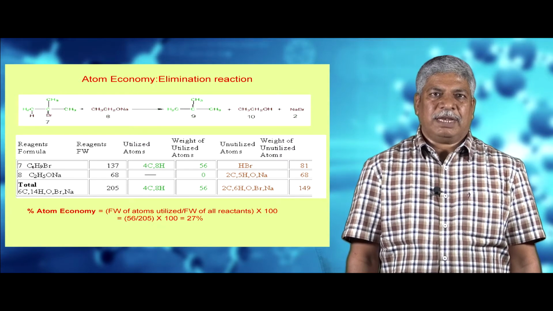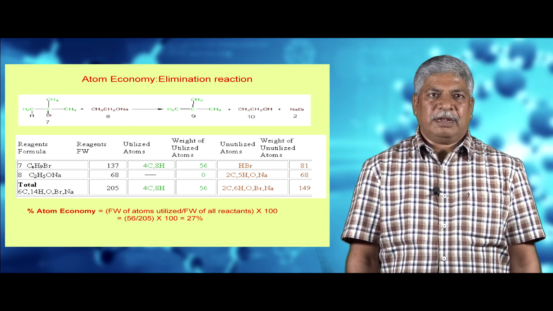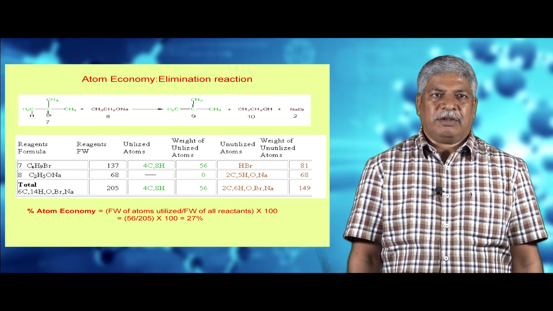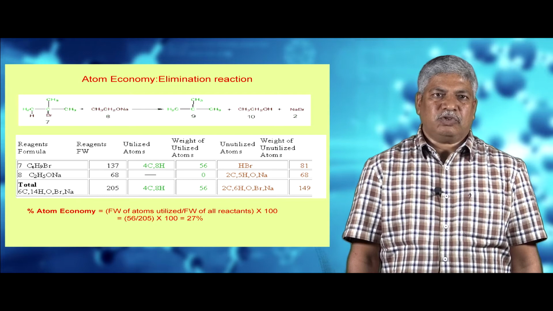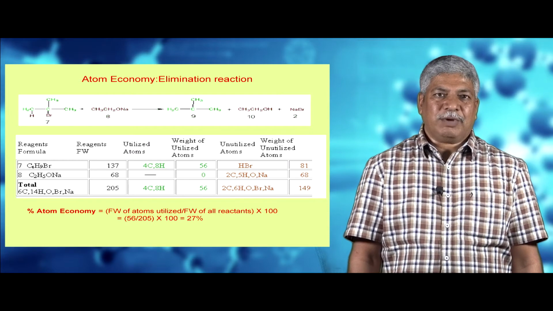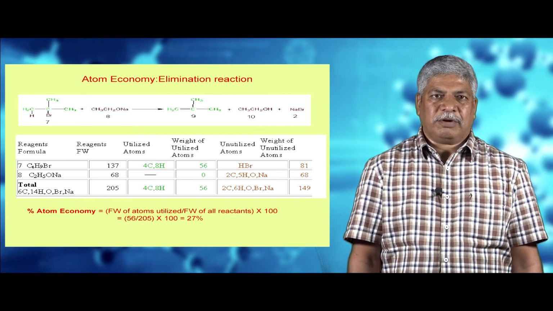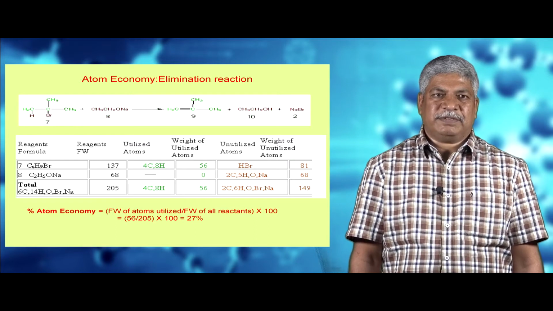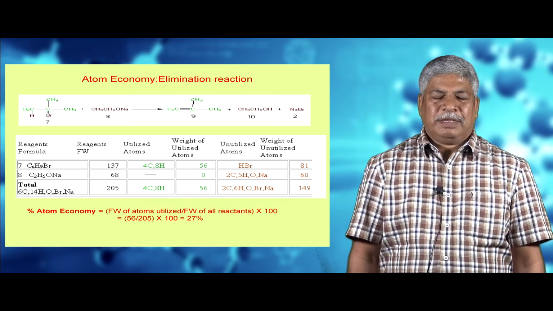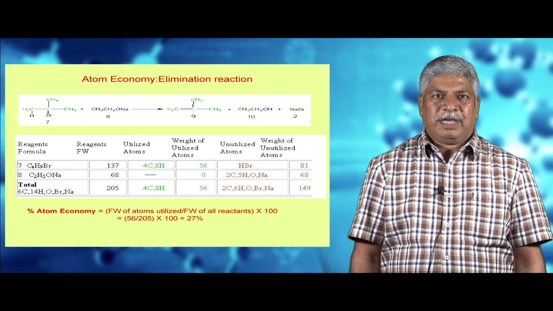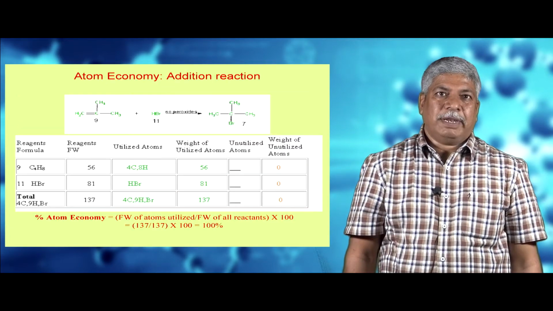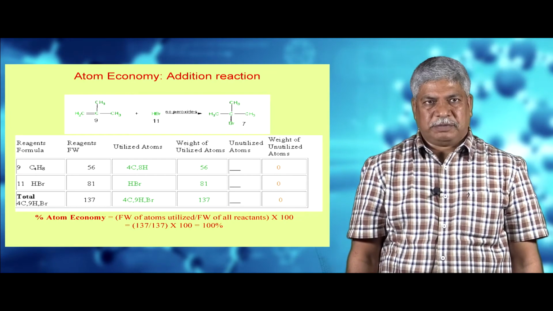So if we try to calculate the atom economy as we have done for the previous substitution reaction, here the formula weight of all the reagents comes to about 205. Whereas the total utilized atoms, that is the formula weight, comes to 56. So if we calculate the percentage atom economy, that is 56 divided by 205 multiplied by 100, it works to 27%. Now let us see in case of an addition reaction.